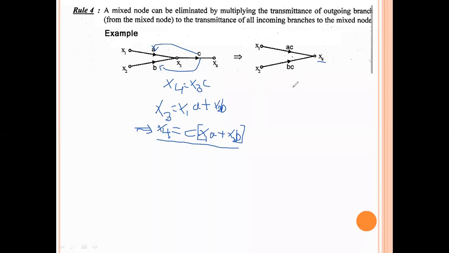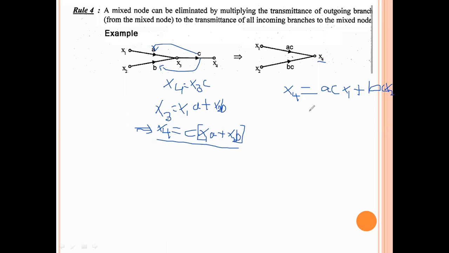Let's see. So from this diagram, let's check X4 is equal to, what is X4? This AC into X1. Here it is AC into X1, and here it is BC X2 plus, because these two are parallel branches, that's why BC X2. So AC into X1, BC into X2.